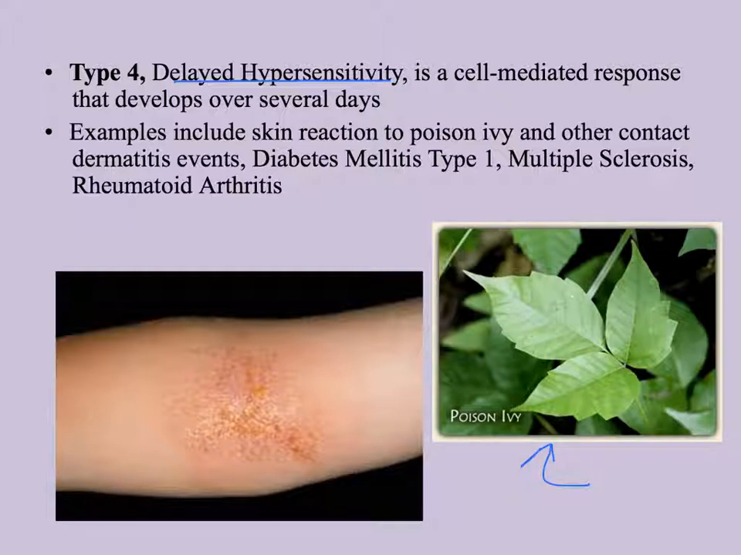The oil that is part of the plant, which you pick up when you brush against the leaf, sinks into your skin and causes this reaction with the T cells. But it takes several days to develop, unlike the type 1 allergic reaction, which is much more immediate. Along with the skin reactions of contact dermatitis, other autoimmune diseases such as diabetes mellitus type 1, where the islet cells in the pancreas are destroyed, or multiple sclerosis, or again another part of rheumatoid arthritis, are all because of this type 4 delayed hypersensitivity reaction.